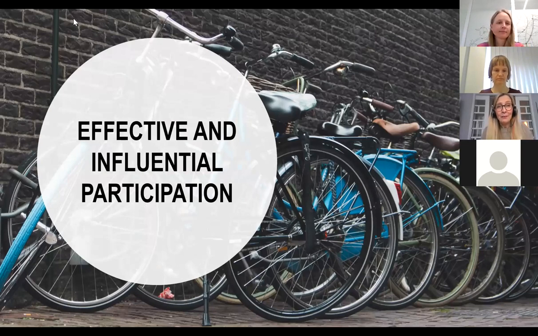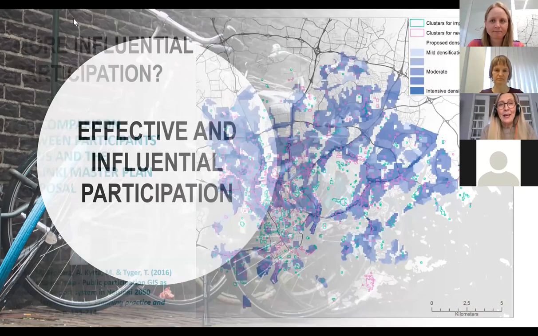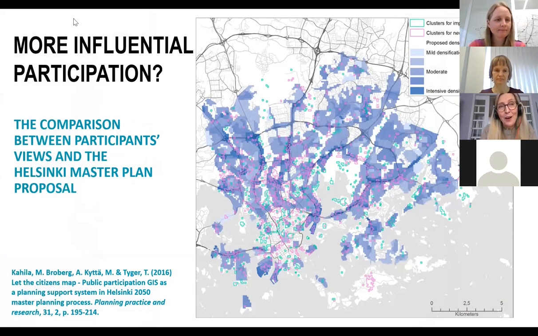Finally, let's talk a little bit about effective and influential participation. There are very few projects so far that have been able to really study how influential the collected place-based knowledge is in regard to the planning outcomes. In the Helsinki Master Plan project, we were able to do some kind of analysis about the match or mismatch between the views expressed by participants via this map-based survey on the one hand, and then the planning proposal and final plan on the other hand.